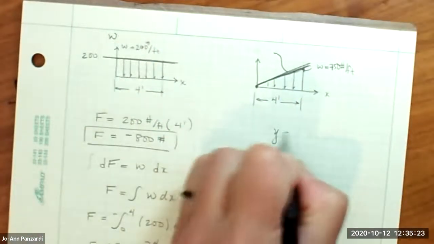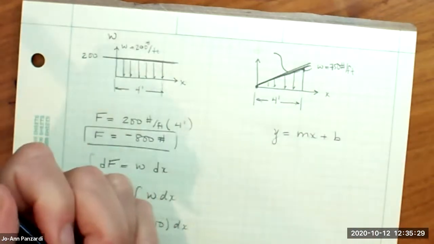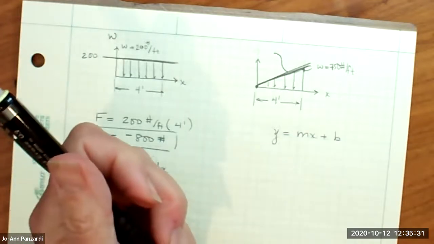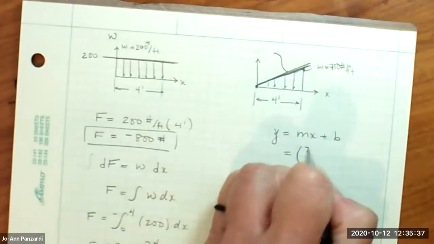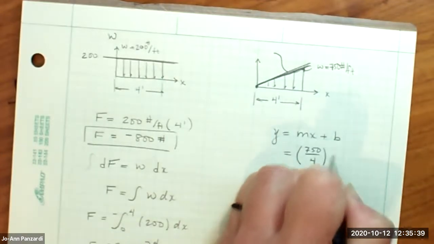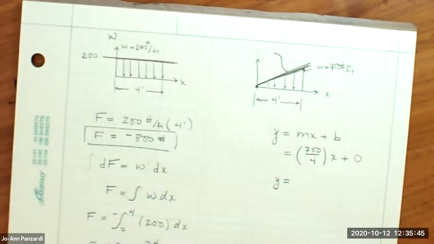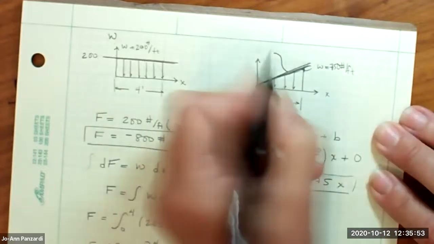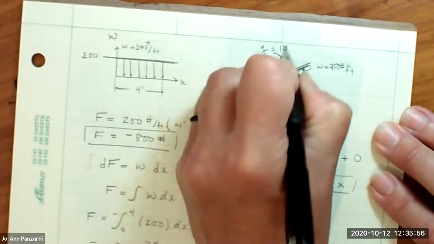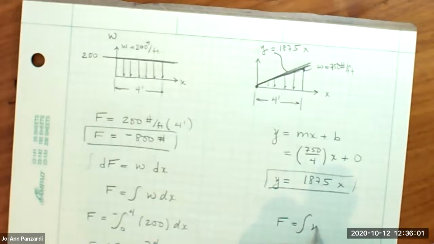So y is equal to mx plus b. m is the slope of this line. What is the slope of this line? It is the change in y over the change in x, so that's 750 over 4, and the b-intercept is 0. So the equation here is y is equal to 187.5x. That's the equation of this line right here. And then I know the force is equal to the integral of W dx.